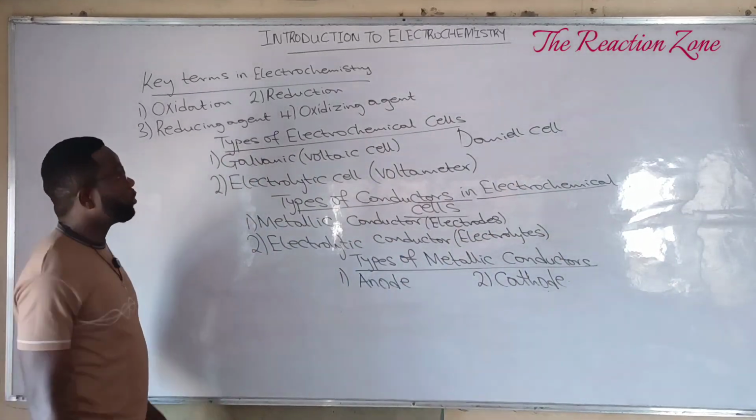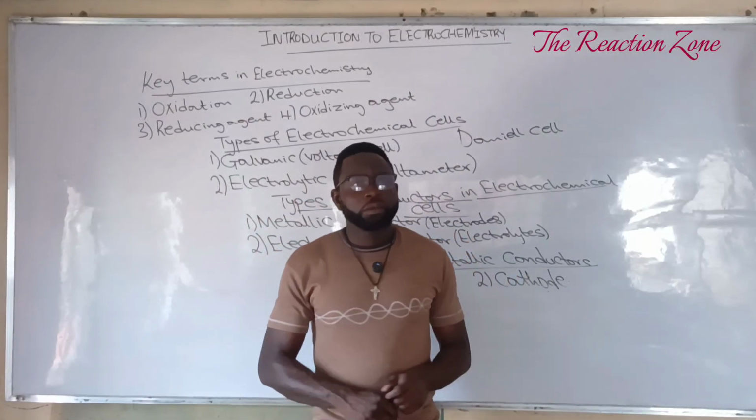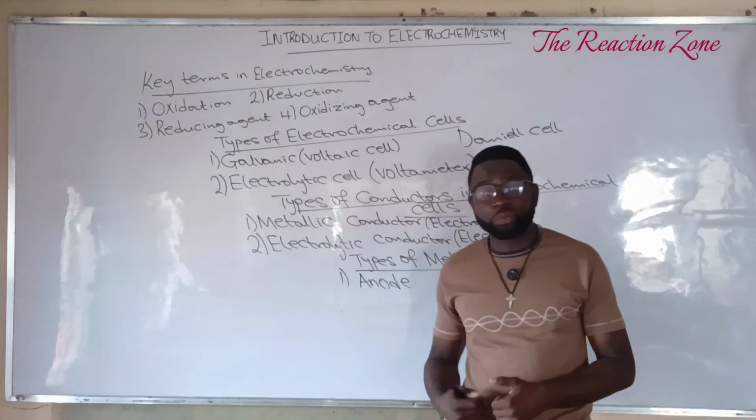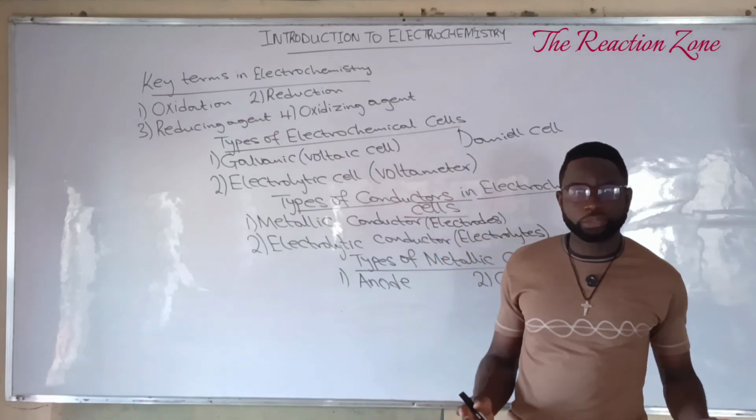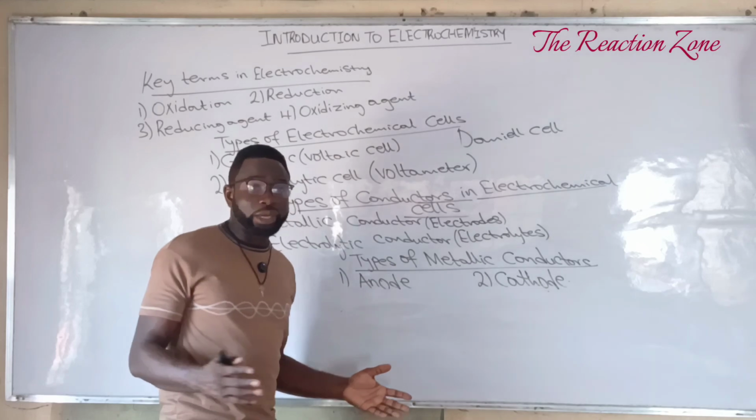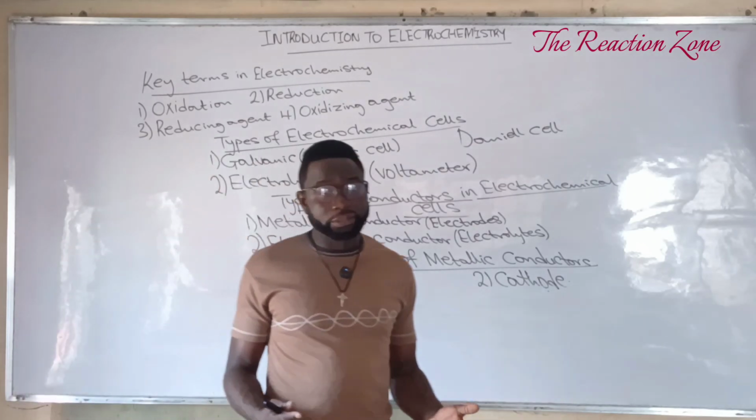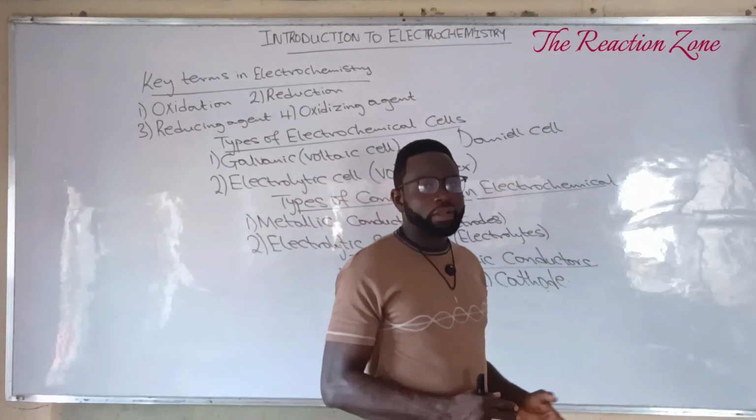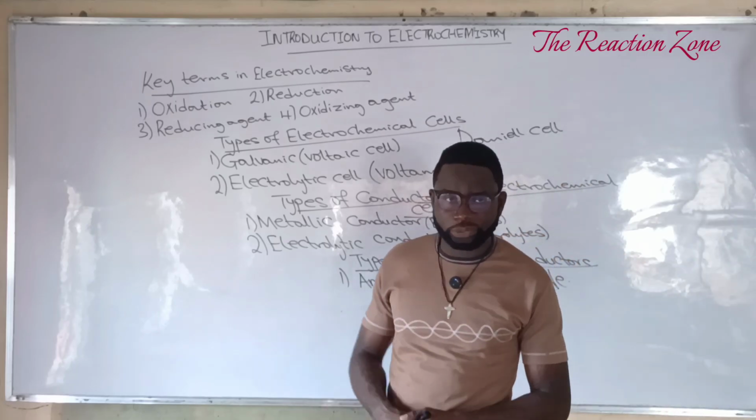In today's lesson, we're going to look at introduction to electrochemistry. Electrochemistry is a branch of chemistry that shows the relationship that exists between electricity and chemical reactions. Specifically, electrochemistry is concerned with how chemical energy is converted into electrical energy and how electrical energy can be used to drive chemical reactions.